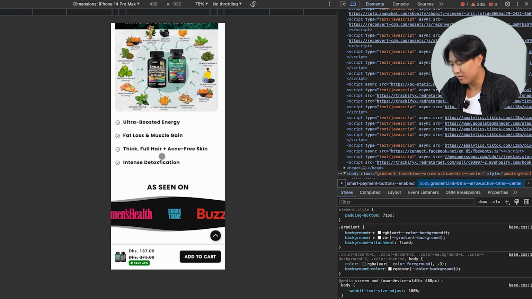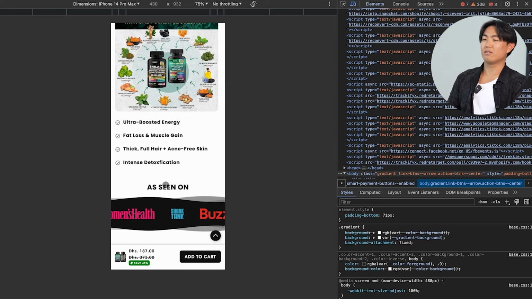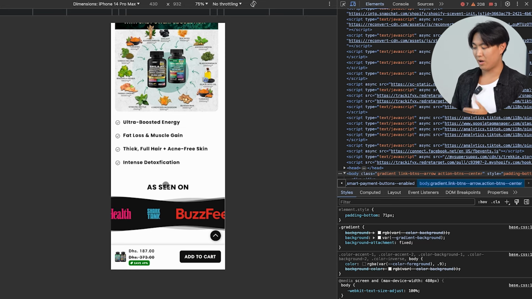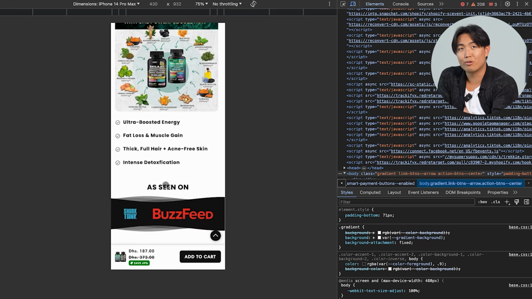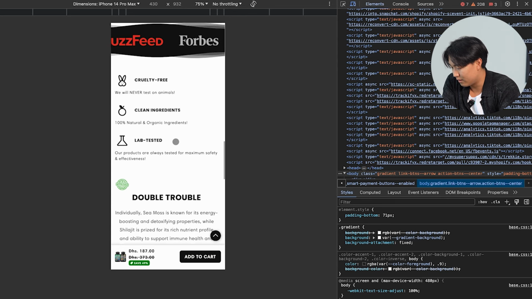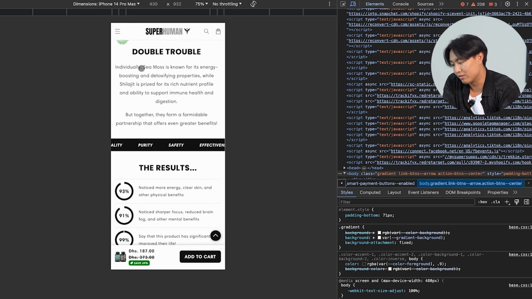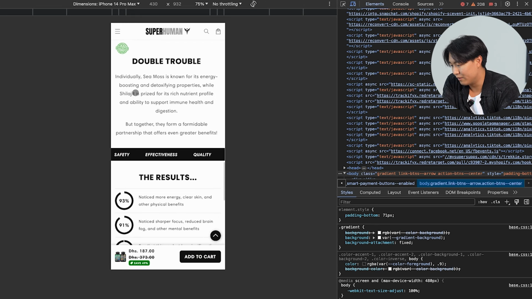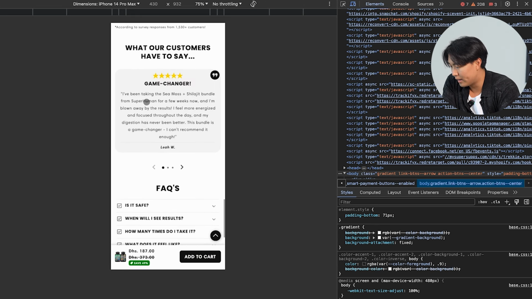So boosted energy and intense detoxification are more like perk benefits, because you can't really dive into insecurities and all of this stuff with these angles. Whereas things like fat loss, muscle gain, losing hair, low testosterone, that's a massive point of insecurity for a lot of guys. So that's definitely something that we can tackle, right? Cruelty-free, clean ingredients, that's fine, that's more standard. Double trouble, okay, so this is emphasizing the benefits of using these in a bundle format.